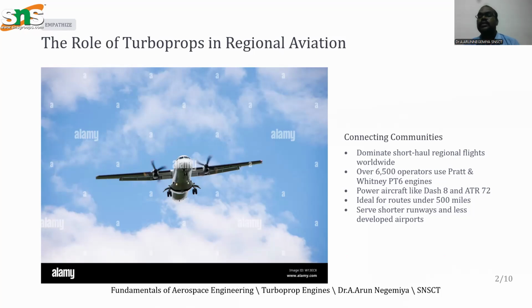Using these cases, the Pratt and Whitley PT6 engines were developed first. In those cases, the aircraft can fly over 500 miles. In the turboprop engine, the propeller is used to suck the air, and that air is supplied to the engines.